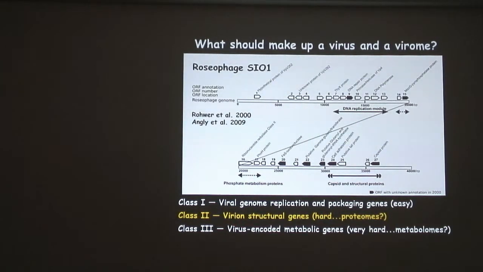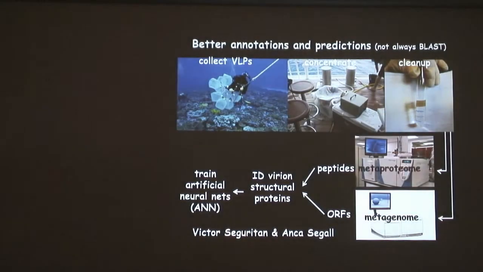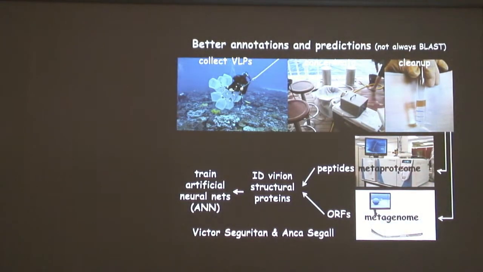Structural proteins, on the other hand, are really hard. You can take where you know the structural gene is, because you can see where it should be, and you still can't identify it bioinformatically. The way you get around that is with proteomes. And then finally, this is the one that we're all interested in here, and these things are going to be very hard. So this is one way that we're going about doing this right now, and that's basically by coming up with better annotations and predictions.